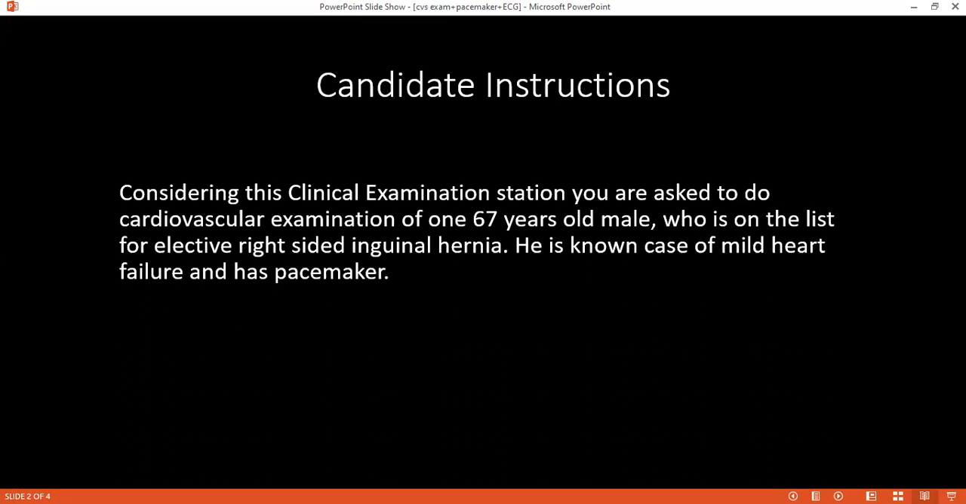I will introduce myself. Hello, I'm Dr. Faizan. I'm one of the surgical candidates. May I confirm your name and age, please? Yes, I'm Smith, 67 years old. Nice to meet you, Mr. Smith. Today, I've been asked to examine your heart.